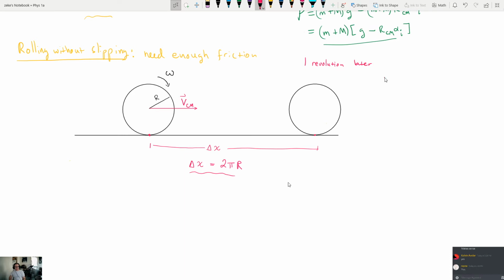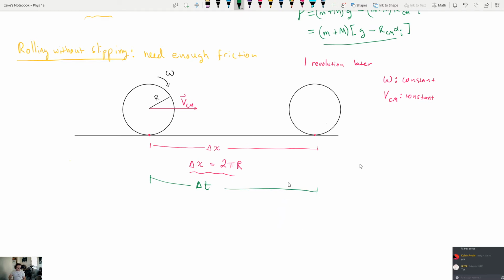The other piece I'm going to say to this is we're going to let omega be a constant. So this object's not slowing down. And we're going to let the velocity of the center of mass also be a constant. So it's not slowing down, its translational motion and its angular motion are constant. And let's say that the time that it takes to undergo this right here, we're going to call delta t. So delta t is going to be the time interval to go between these points right here.